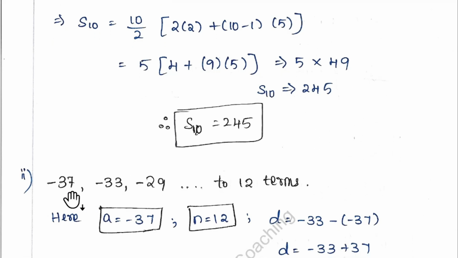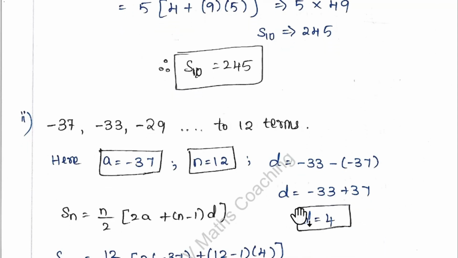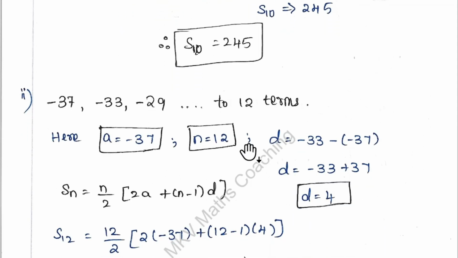The next question is also the same type. Minus 37, minus 33, minus 29 up to 12 terms. Always remember, up to 12 terms, up to 15 terms means this is the number of terms n, not the last term an. Here a is minus 37, and d is minus 33 minus of minus 37, which gives you 4. Now a and d are there, so you can use the big formula.